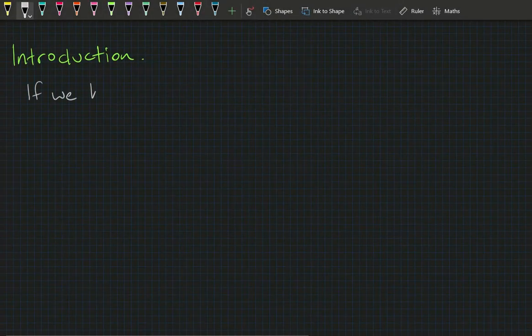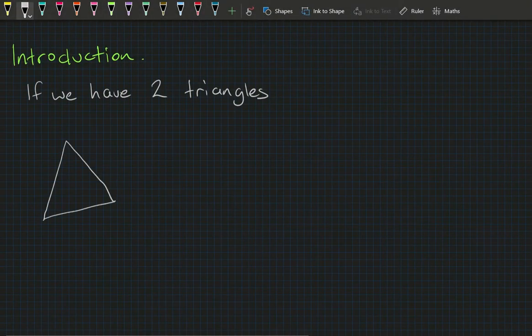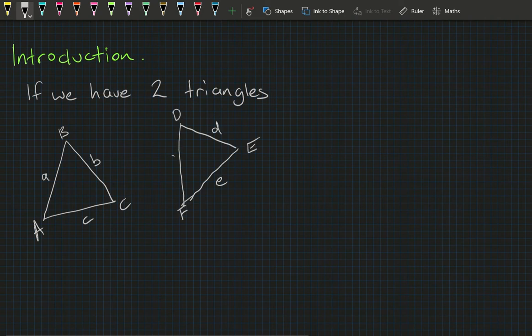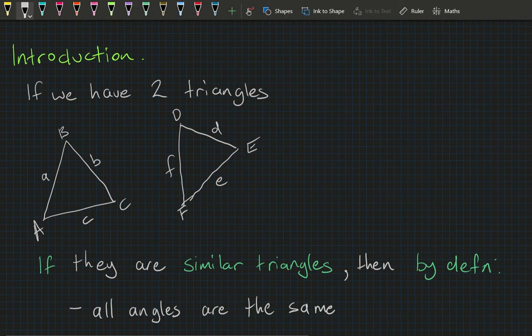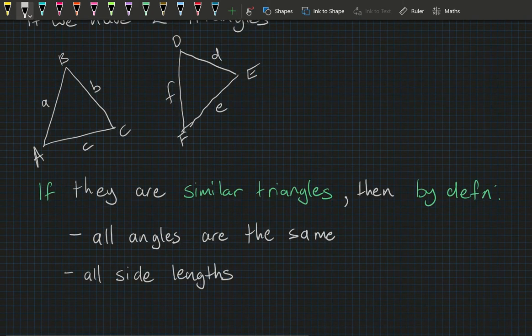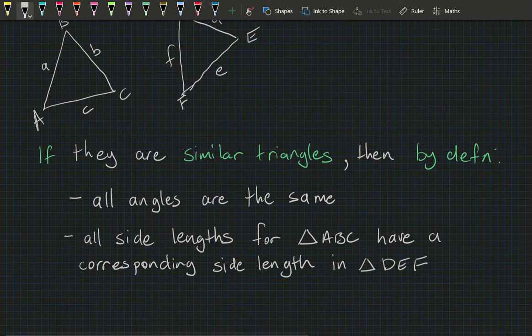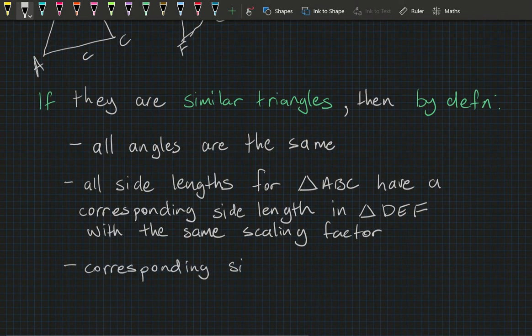If we have two triangles, ABC and DEF, with side lengths ABC and side lengths DEF, if they are similar triangles, then by definition, all angles are the same. All side lengths for ABC have a corresponding side length in DEF with the same scaling factor. And corresponding side lengths are in the same ratio to each other.